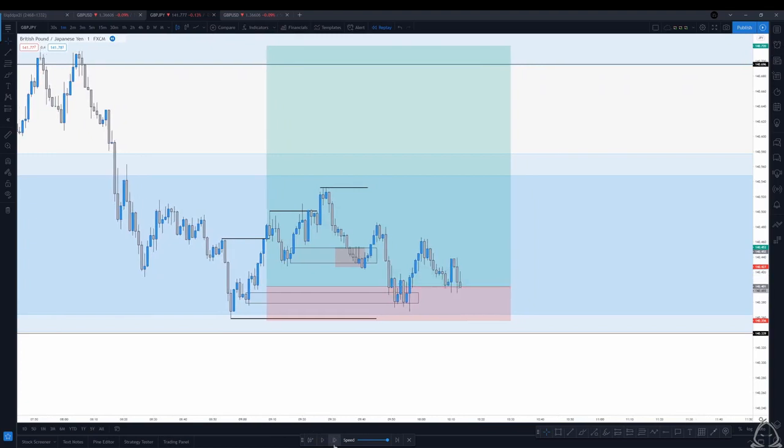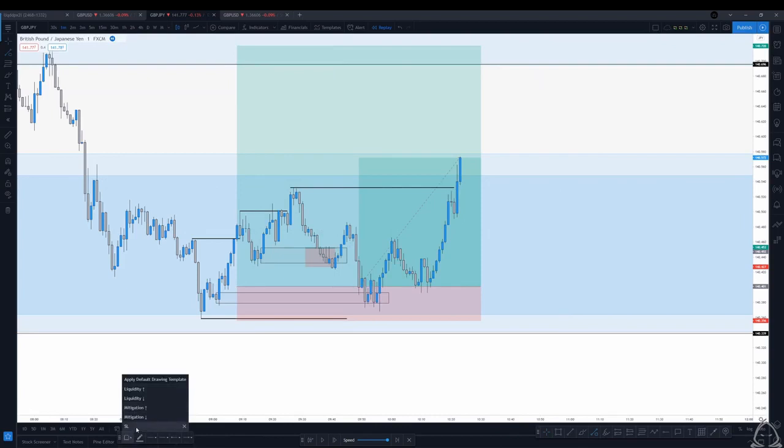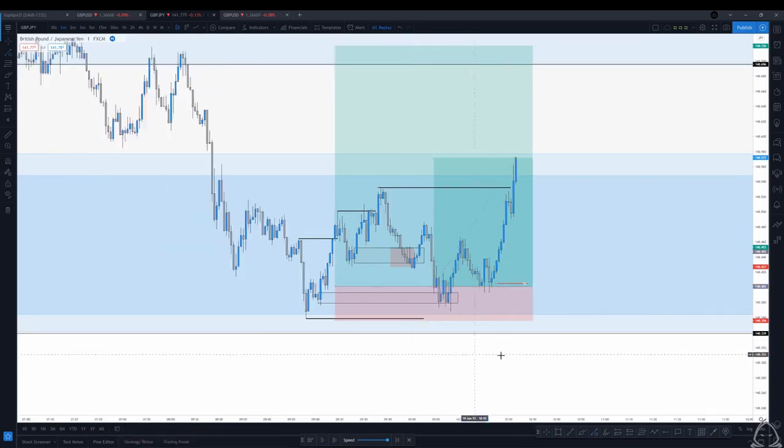So what we can do is see if price continues to the upside. So we've gotten that break of structure of this high, and we've now broken this high right here. So what I'm going to do is move my trade to break even. So I'll move my stop loss into profit, and I've been able to secure that trade.